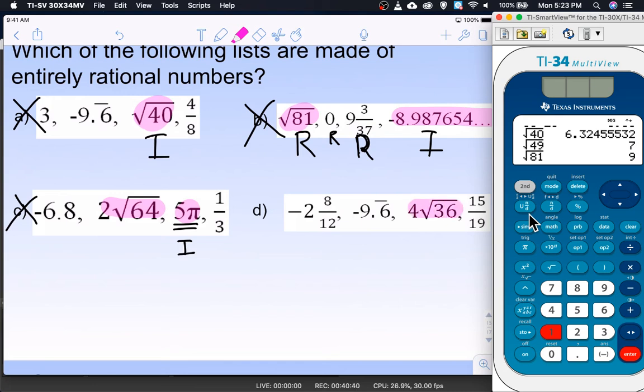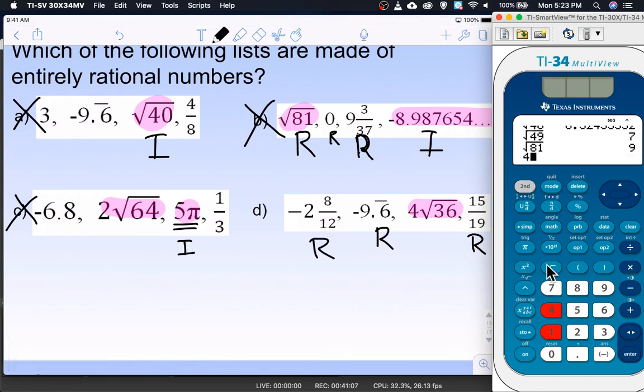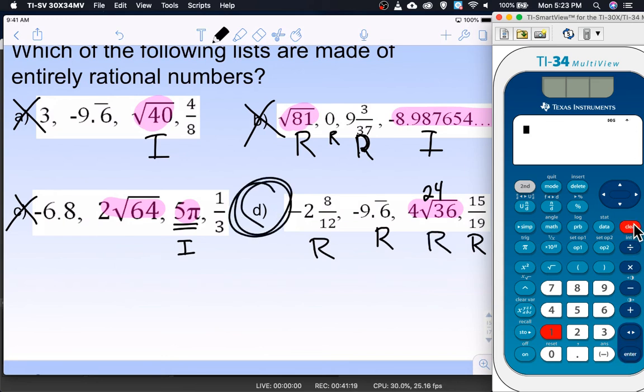Maybe the square root, if you're not good with perfect squares. 15/19, it's already a fraction, guaranteed rational. This is a repeating decimal, guaranteed rational. This is a mixed number with fractions, which means I can turn this into a fraction. That would be negative 32 over 12, which is rational. So let's check this. 4 square root of 36 equals 24, which is rational, which means letter D is the correct answer. That is the one that only had rational numbers in it.